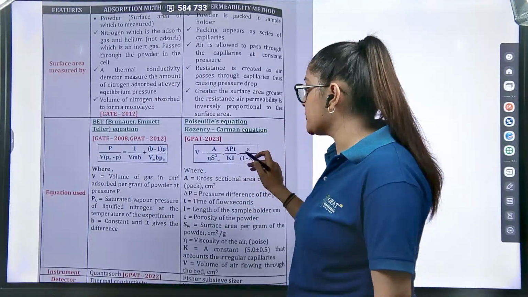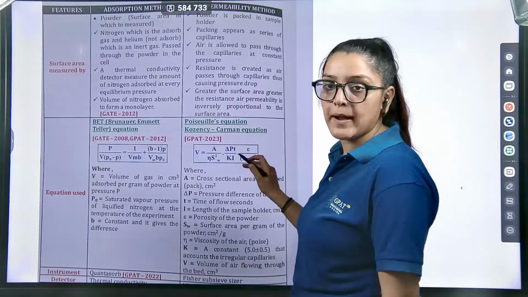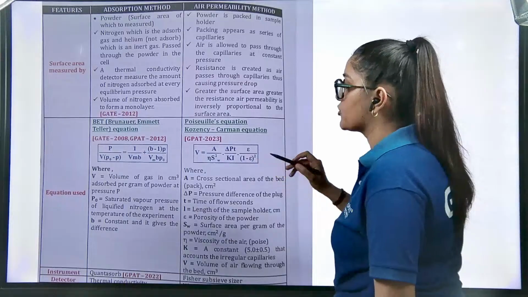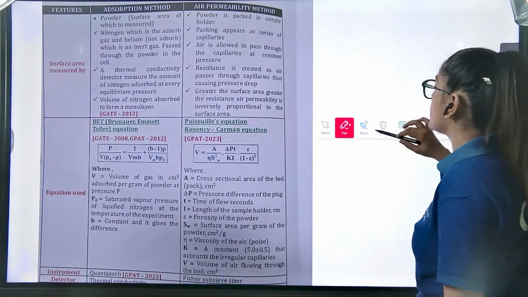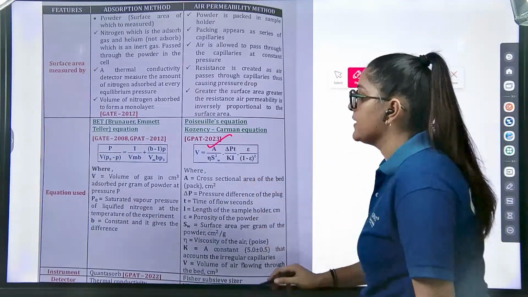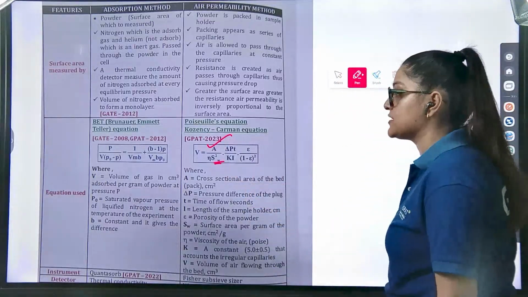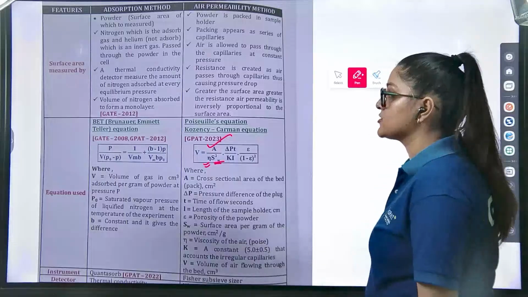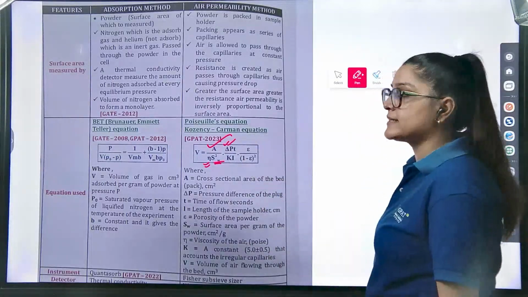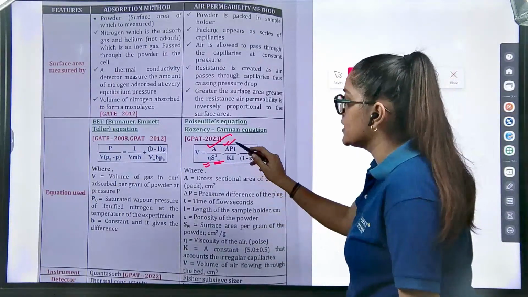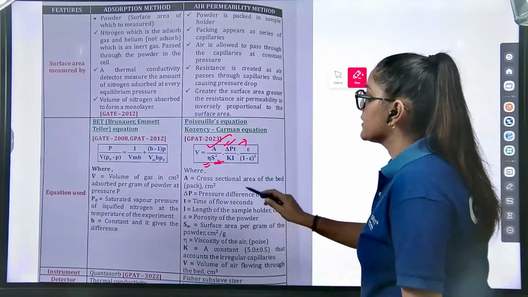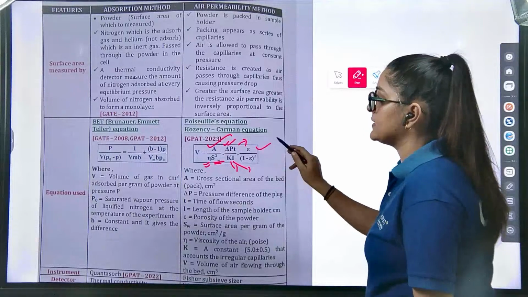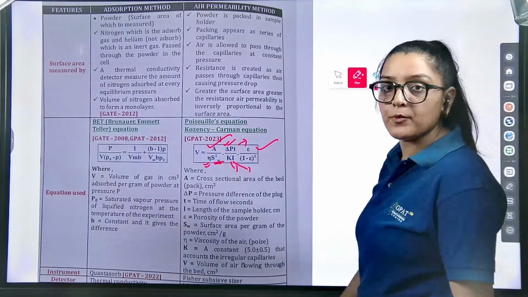Here you just need to put epsilon cubed over one minus epsilon squared, right? This epsilon is the porosity, right? A is the cross sectional area of the bed. This Sw is the surface area of the powder. This eta is the viscosity. Delta P is the change in the pressure. T is the time. K is the constant. L is the length, and epsilon is the porosity.